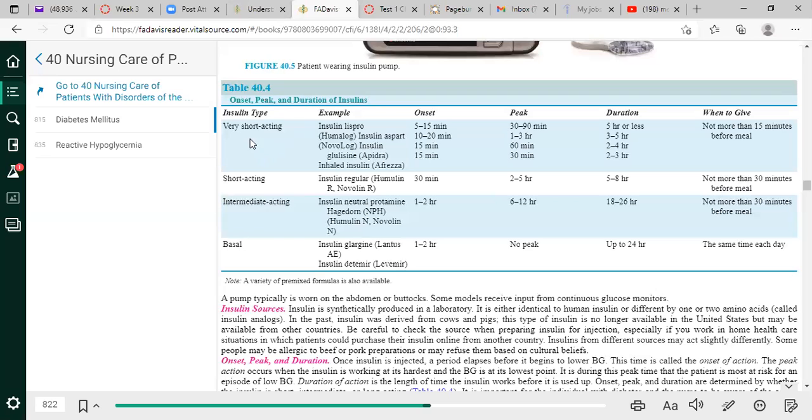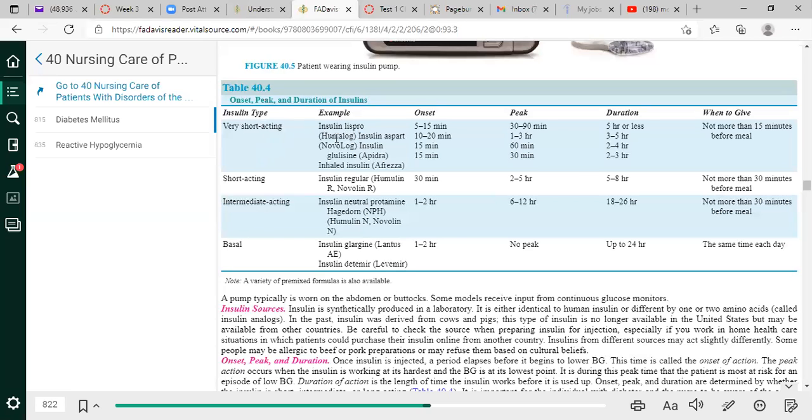Very short-acting insulin works really fast to lower your blood sugar. That's why they consider it best practice to give this insulin when the patient's tray is in front of them. That way, since this is a short-acting insulin, it works fast to bring your blood sugar down, and we want food in front of you. So if you start feeling hypoglycemic, or your blood sugar is too low, you can eat some of your food to raise your blood sugar up.